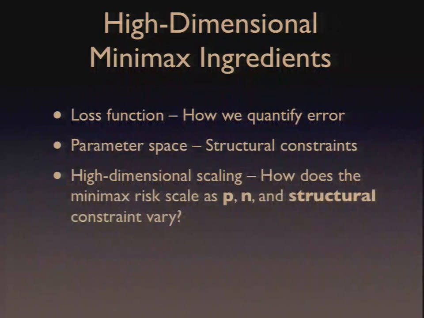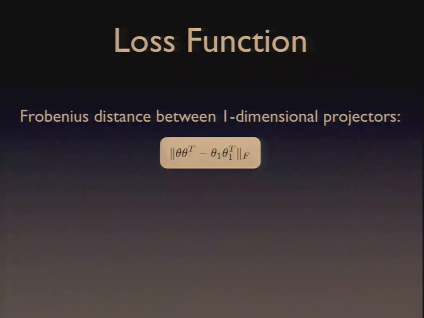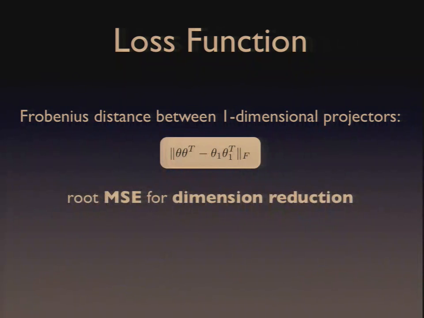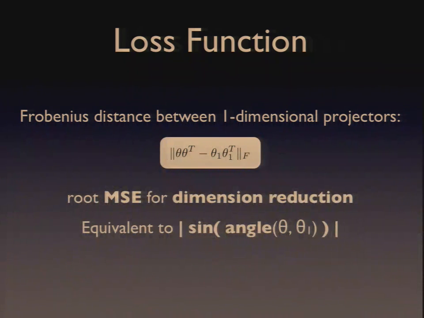For sparse PCA, we looked at estimating just the first eigenvector. The loss function that we use is the Frobenius distance between the one-dimensional projectors. This is kind of hard to understand just by looking at this equation, but I think this is the right loss function when you're thinking about dimension reduction. And in the case of just a single eigenvector, it reduces to the sine of the angle between the vectors.